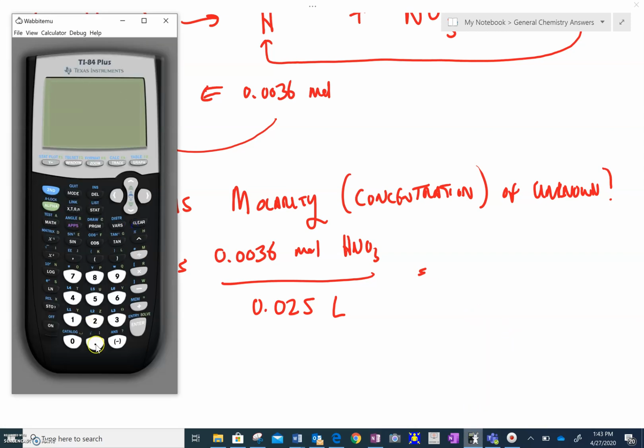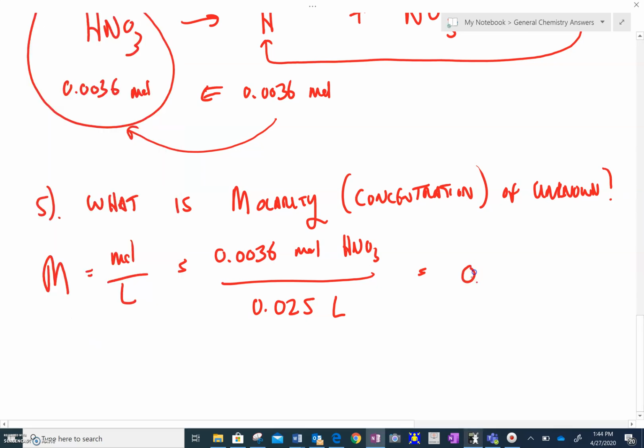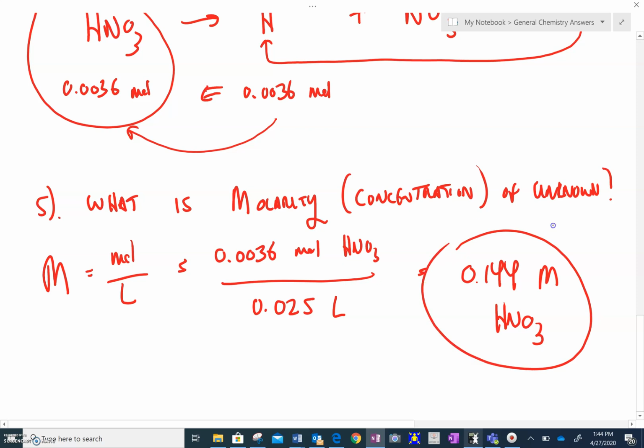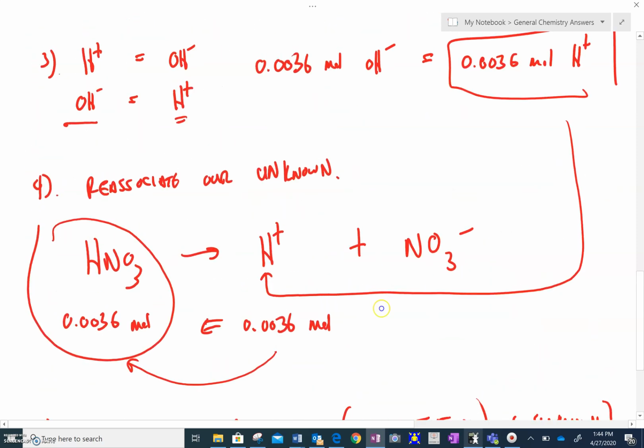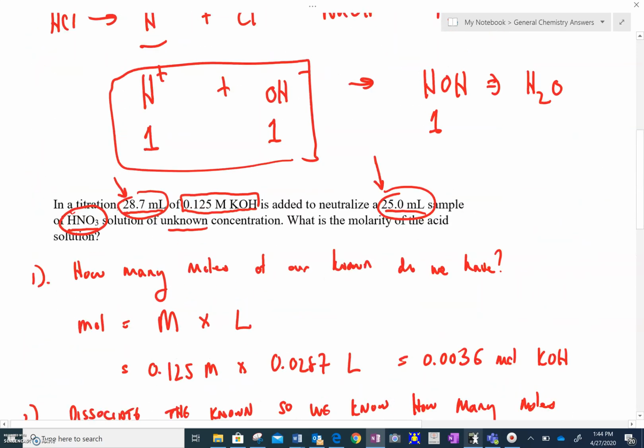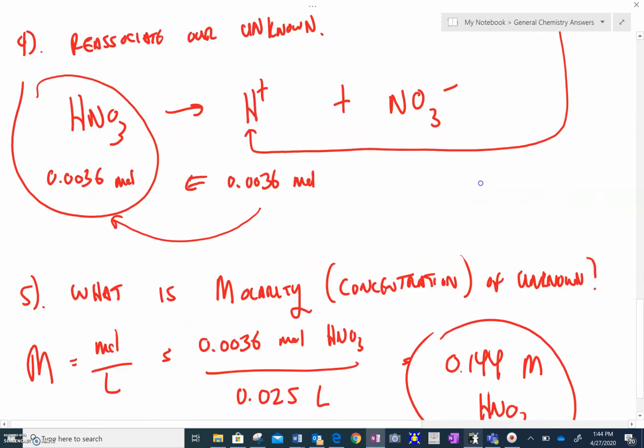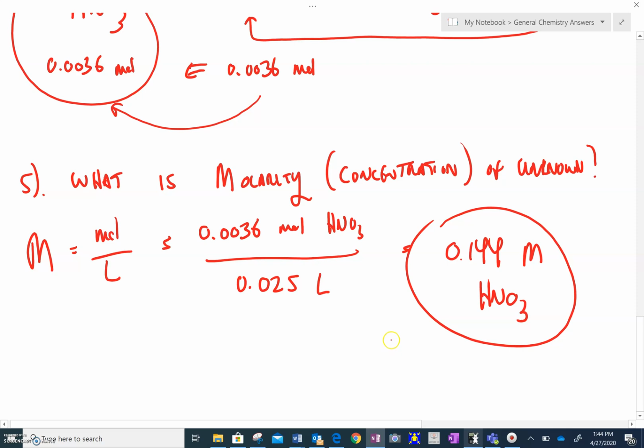So 0.0036 moles divided by 0.025 liters. That means that our unknown has a concentration of 0.144 molar, and that is the answer to our question. It asks, what is the molarity of the acid solution? And you just found it. Okay?